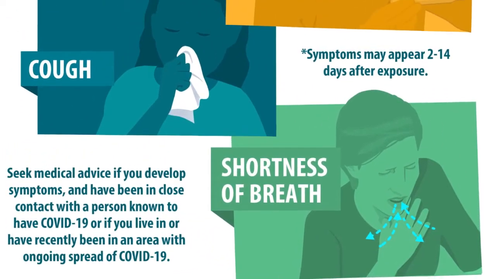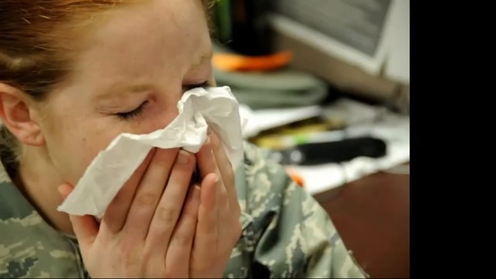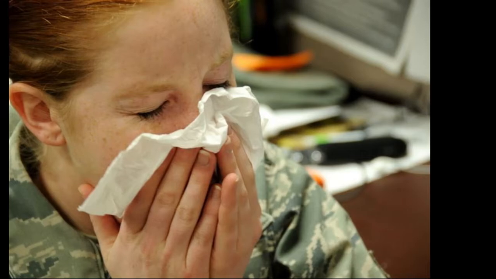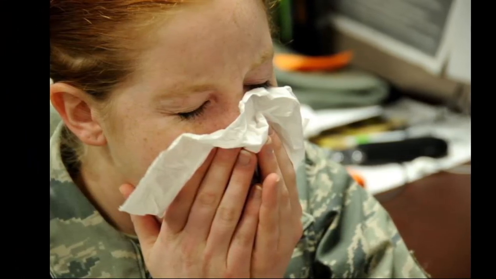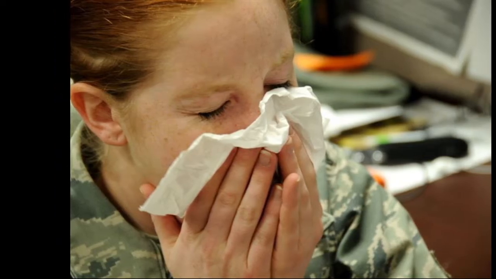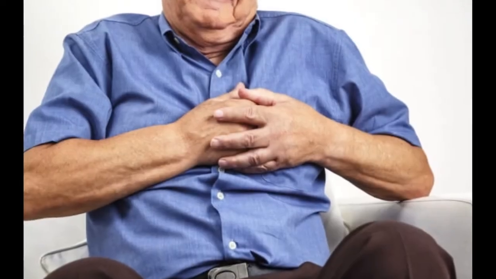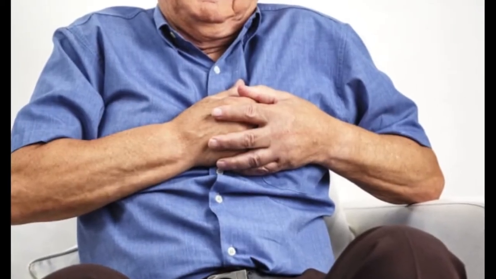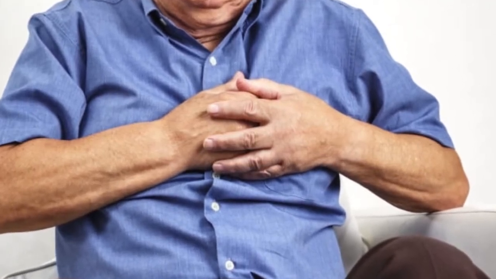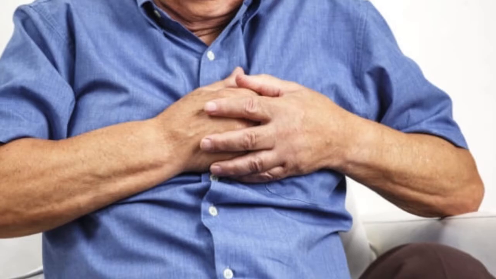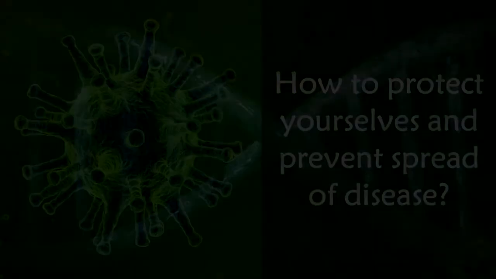People become ill between 2 to 14 days after infection, according to most estimates. Most people, about 80%, recover from the disease without needing special treatment. Around 1 out of every 6 people who get COVID-19 becomes seriously ill and develops difficulty in breathing. Older people and those with underlying medical problems like high blood pressure, heart problems, or diabetes are more likely to develop this serious illness. People with fever, cough, and difficulty breathing should seek medical attention.